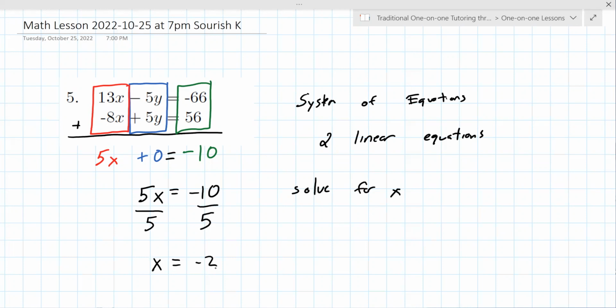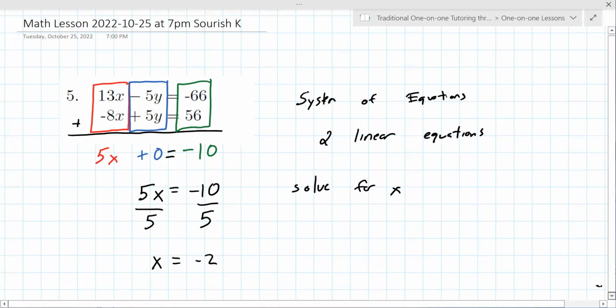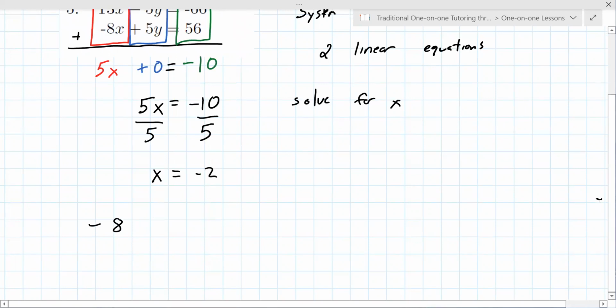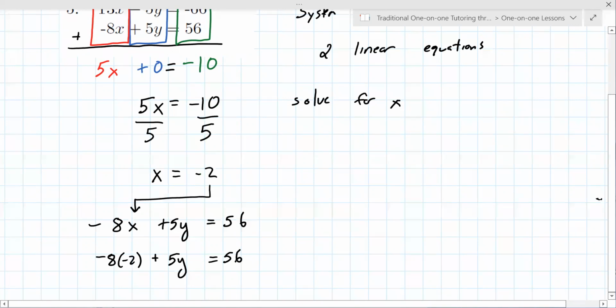Now the harder part is to solve for y. So you take one of the original equations, and I'm going to grab the second one. The second equation is minus 8x plus 5y equals 56. But we now have an x value, the one we found in the previous part of the problem. You see how I substitute that in for x?